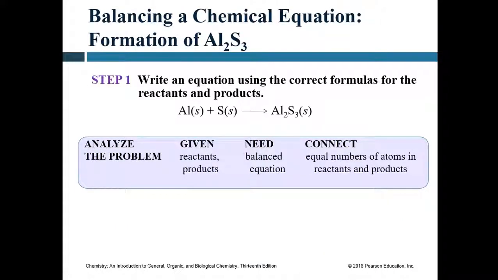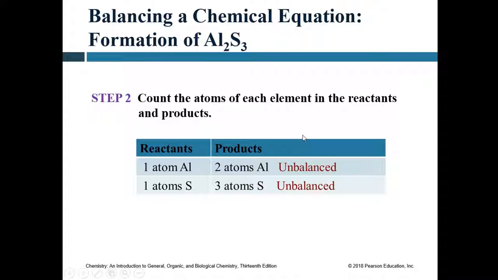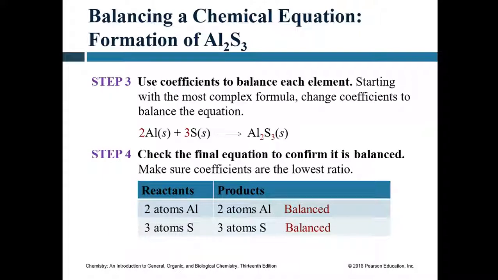So let's look at this equation. We have our aluminium, we have our sulfur, gives us aluminium sulfide. Notice that on our reactant side we have 1 aluminium, 1 sulfur, but on our product side we have 2 aluminiums and 3 sulfurs. Obviously, that equation is not balanced. So how are we going to do that? Well, the first thing is count the atoms of each element in the reactants and the products, which is what we just did. Now then, step 3, which is the balancing part, is use coefficients, that means numbers in front, to balance each element.